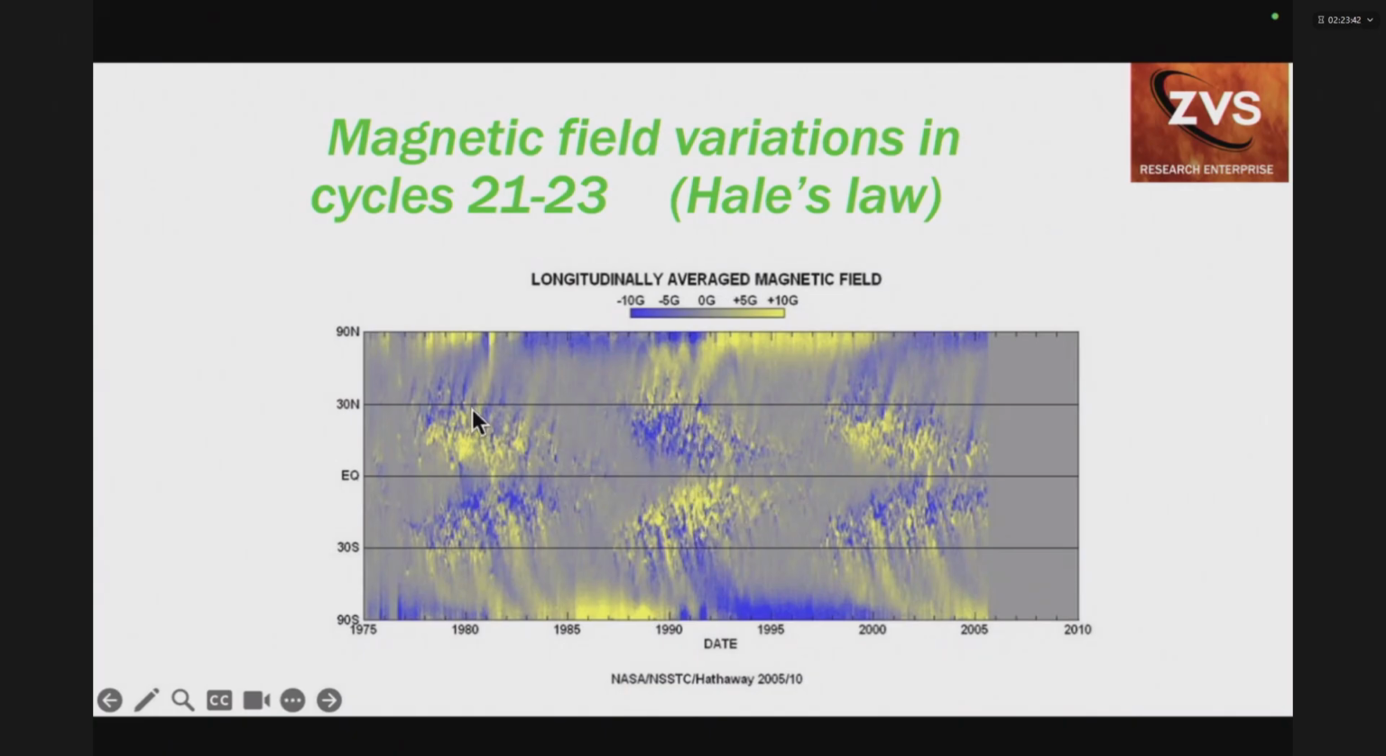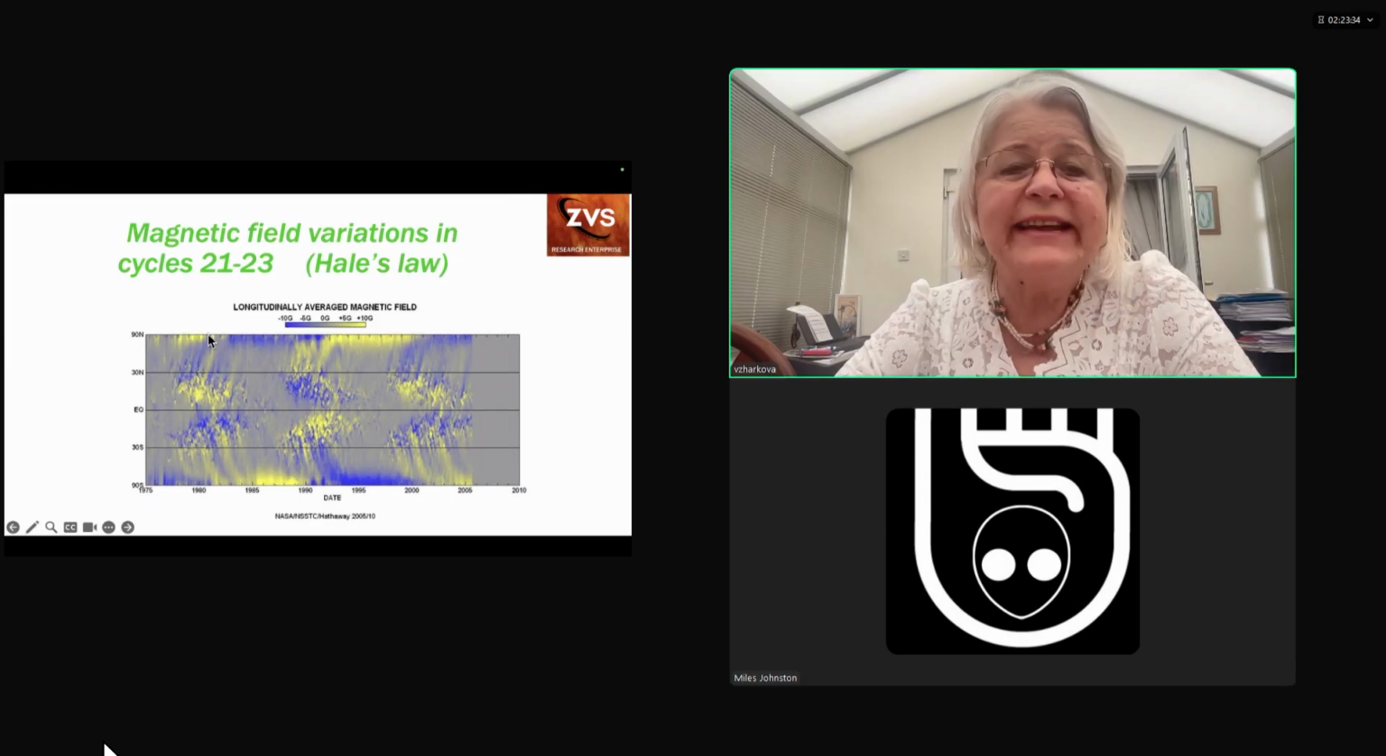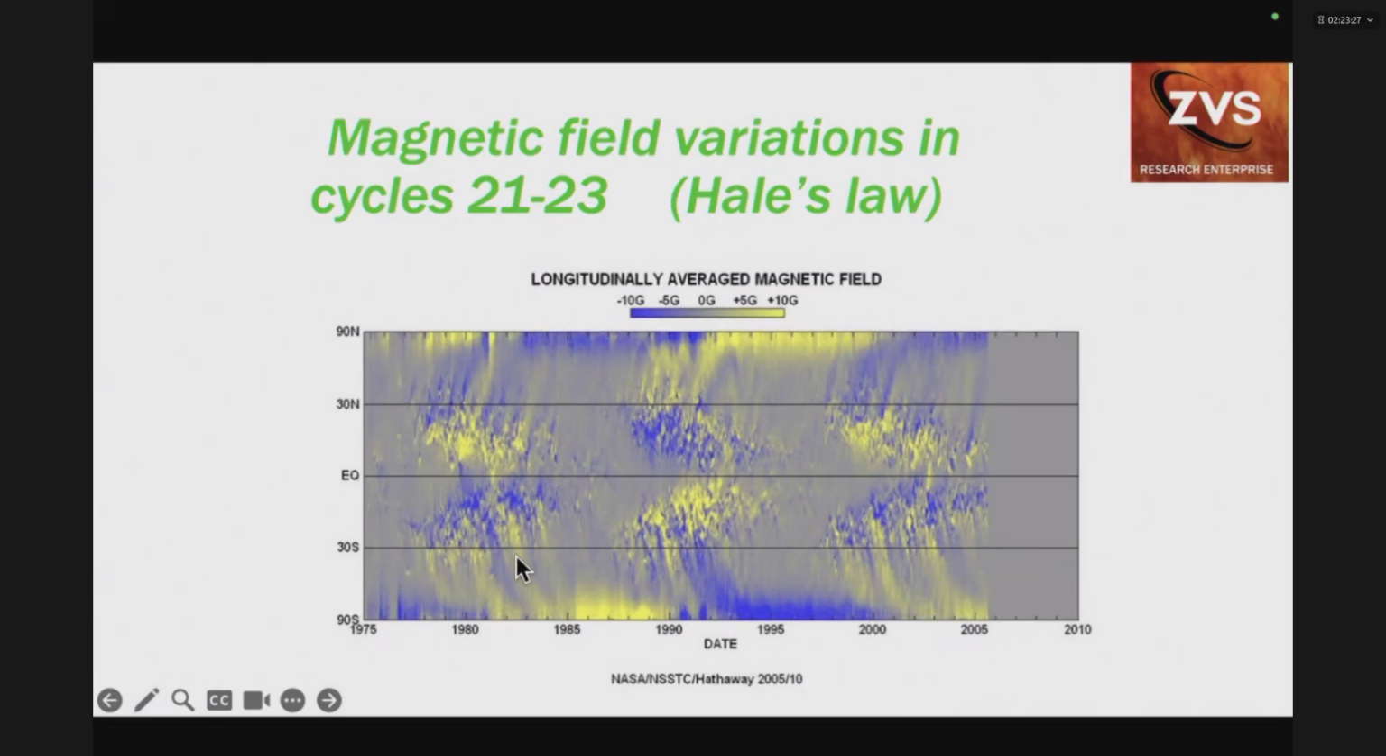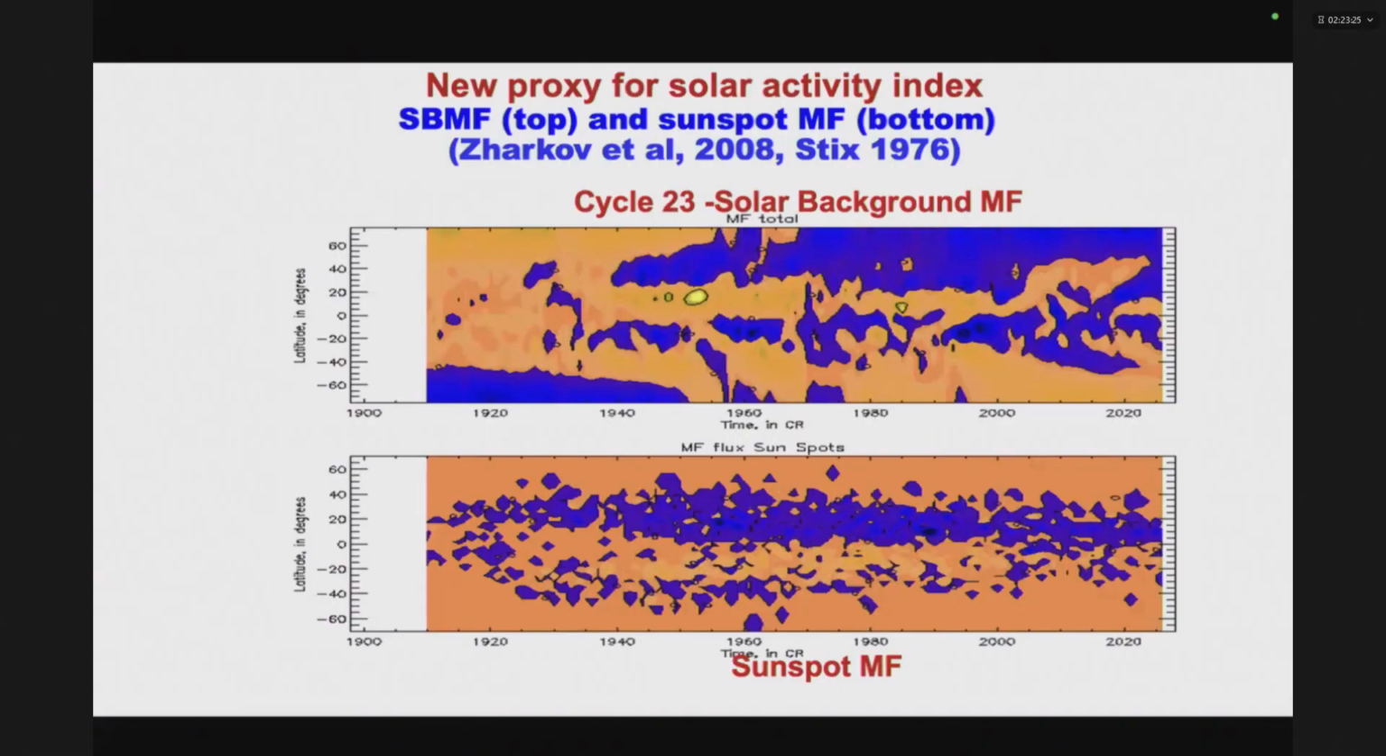So they move like butterfly diagrams, and this shows how the polarity changes, because some sunspot or some magnetic field leaks towards the poles and changes the pole polarity, as I showed in the previous cartoon. So, knowing that the background magnetic field changes in a similar way to the magnetic field of sunspots, we wanted to compare how exactly they do change.